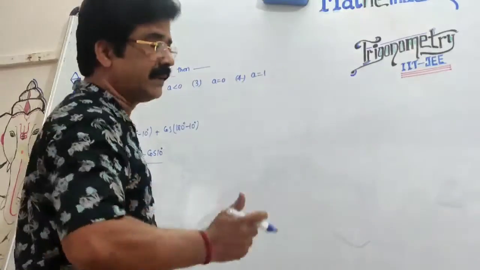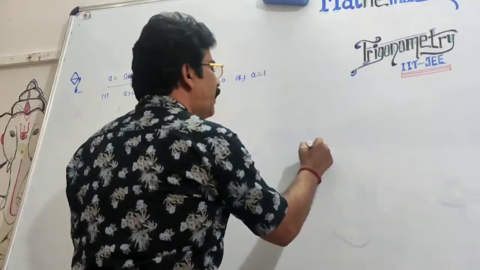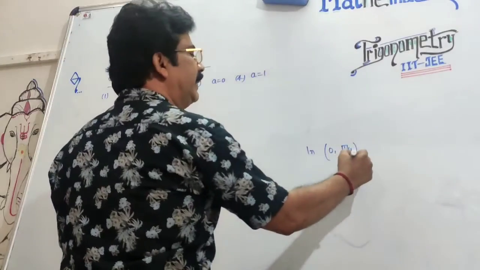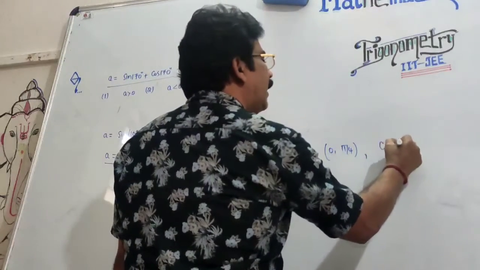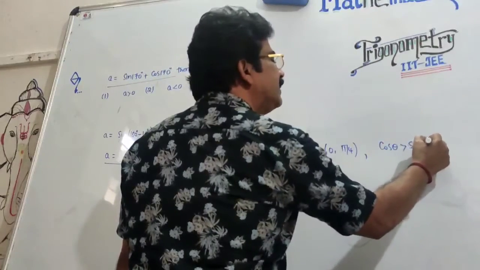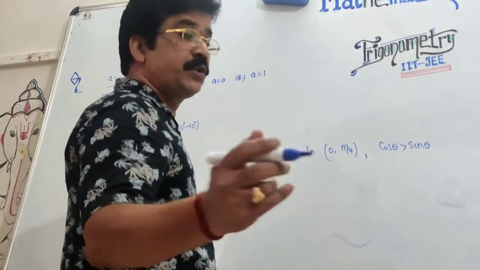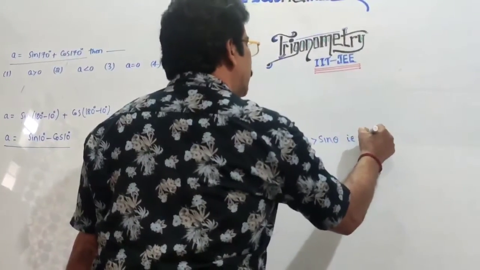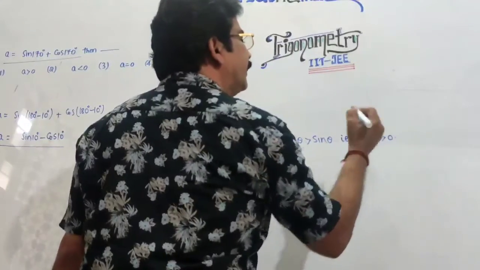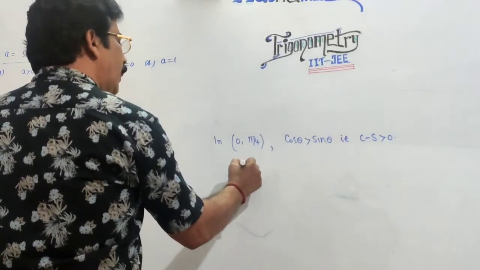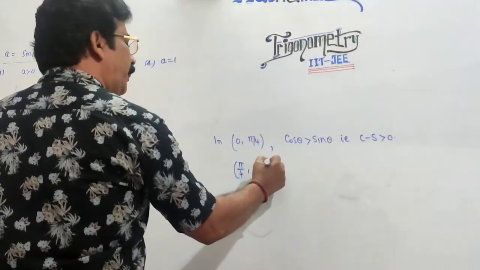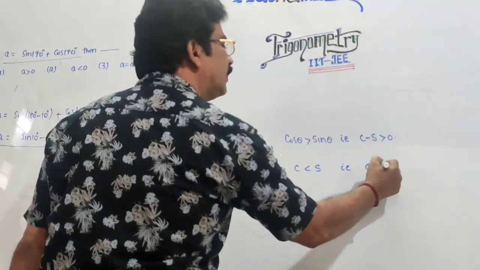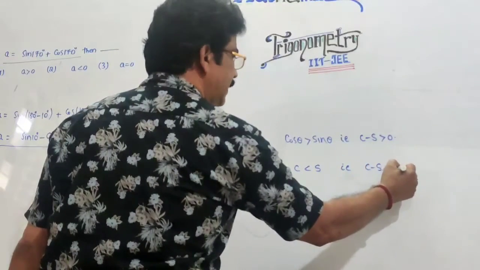Already in the previous class, I said that in the open interval of 0 to pi by 4, meaning 45 degrees, cos theta is greater than sin theta according to the graph. I already showed the graph in the previous lesson. So cos minus sin is positive. Later, from pi by 4 to pi by 2, cos is less than sin, that is cos minus sin is less than 0.